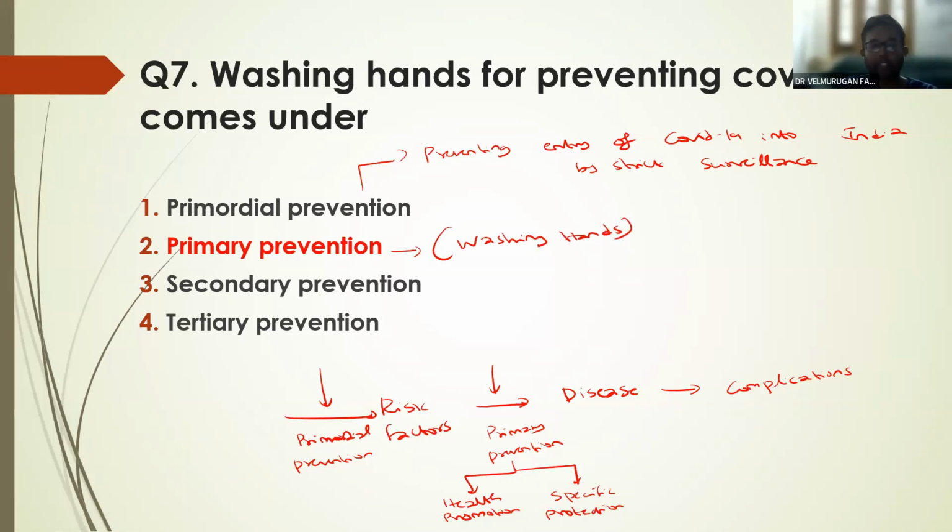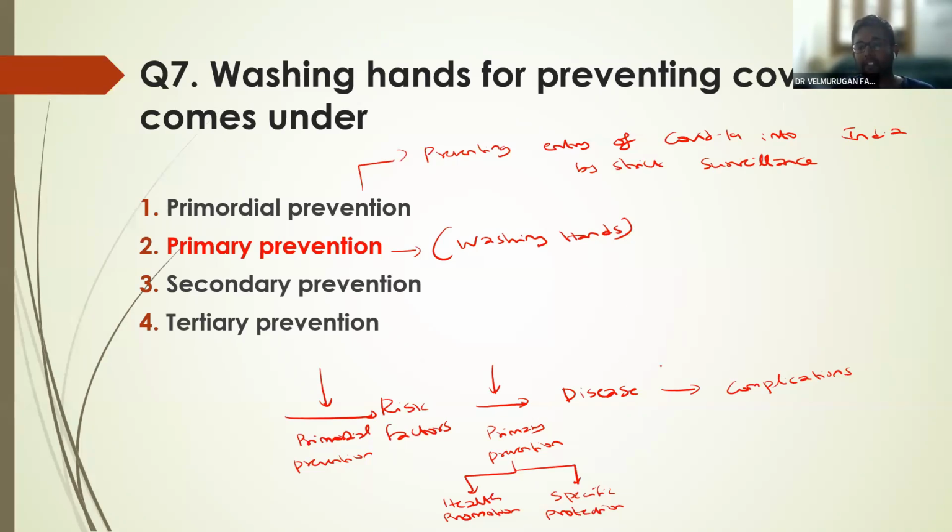So this mainly comes under primary prevention, which is a better answer than primordial. Why? Because primordial means we should have prevented the entry of COVID-19 into India by strict surveillance. We did not do that, so it has entered inside. Now we are all at some risk. COVID-19 is circulating in our environment, so we have to prevent the disease by washing the hands or by putting on a mask. Putting on a mask to prevent COVID-19 also comes under primary prevention. Although there is an overlap between various levels, the best answer is primary prevention.